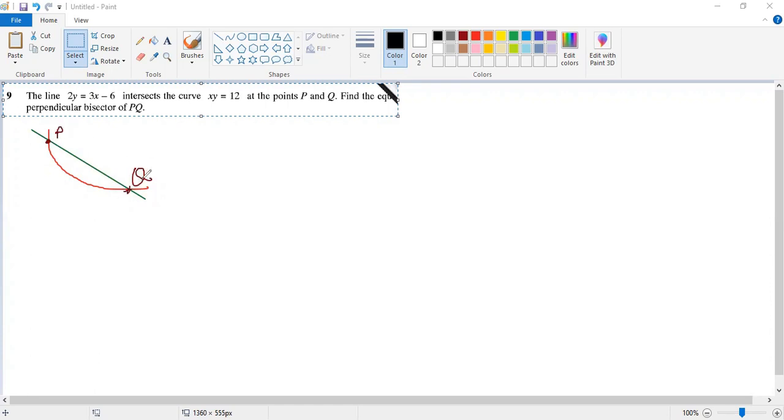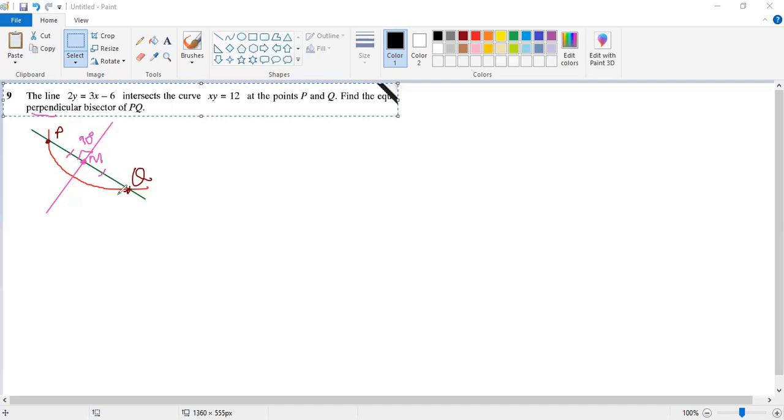What they're trying to say is, after you find these 2 points, we need to find the equation of the perpendicular bisector. What is a perpendicular bisector? It's a line that goes through the midpoint M of PQ, and it's in the middle like that, and this is 90 degrees. The perpendicular bisector of PQ.